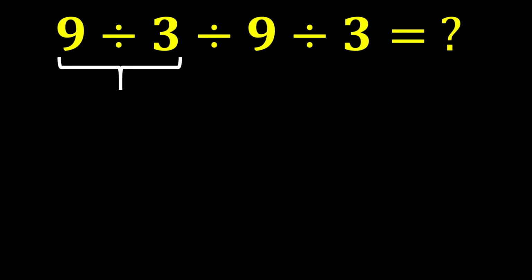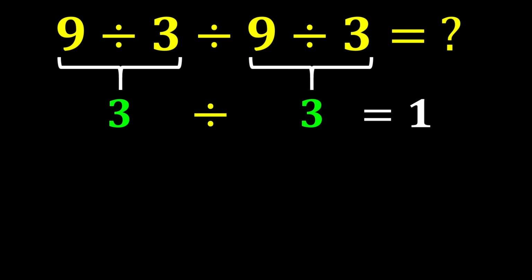9 divided by 3 gives us 3. And again 9 divided by 3 gives us 3. In the end, 3 divided by 3 gives us 1, which is our final answer.